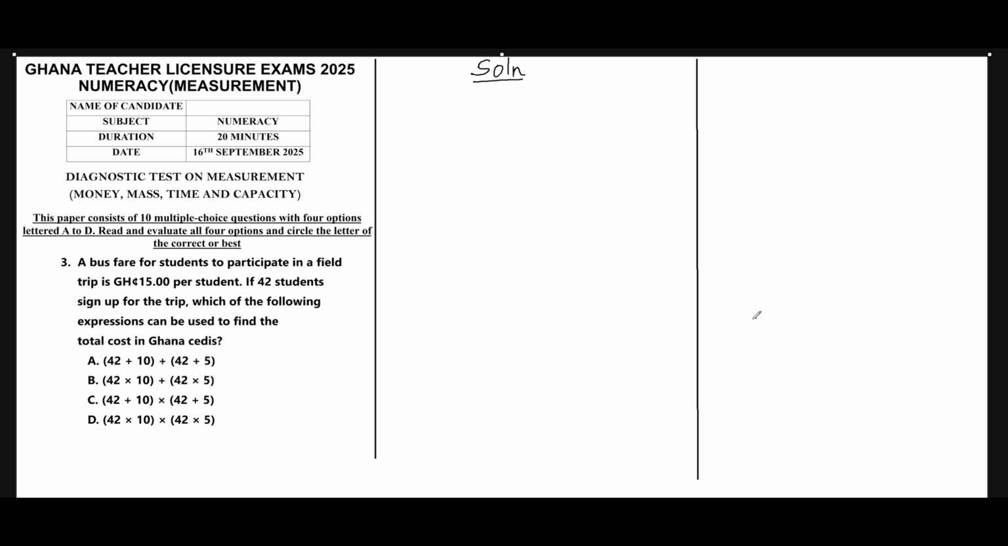To get this understanding, let's take it from this angle. Let's say we have 2 towns, town A and town B. And the cost of a fare from town A to town B is, let's say, 10 Ghana cedis. And then we have a car, or let's say a bus, that contains 15 students.